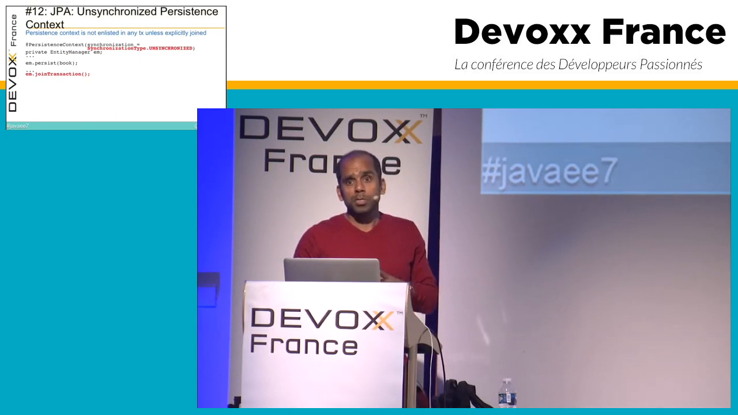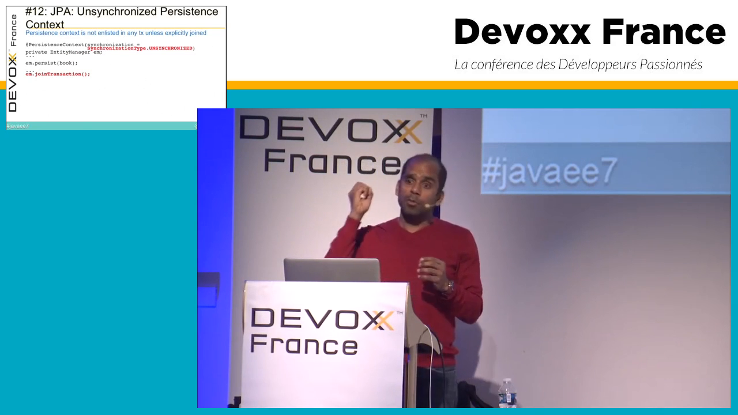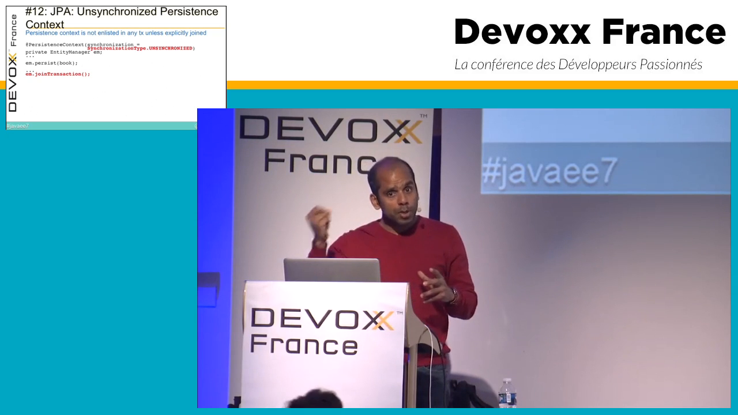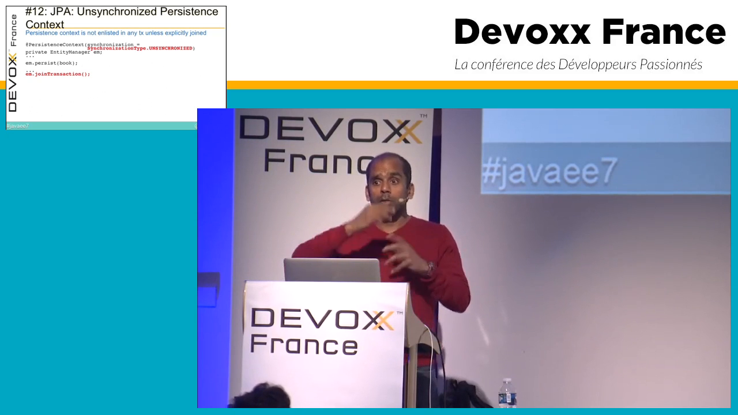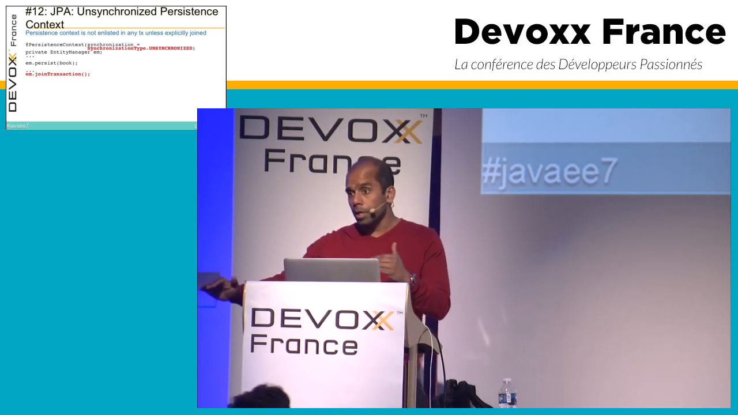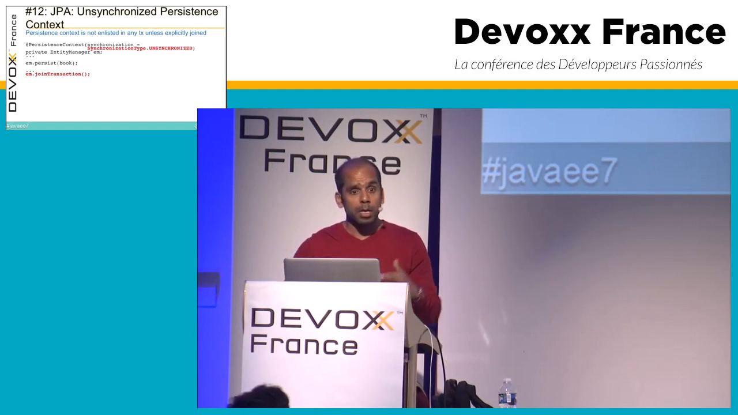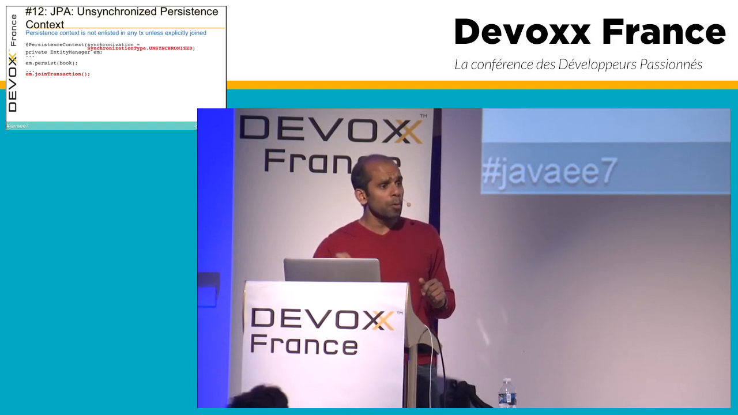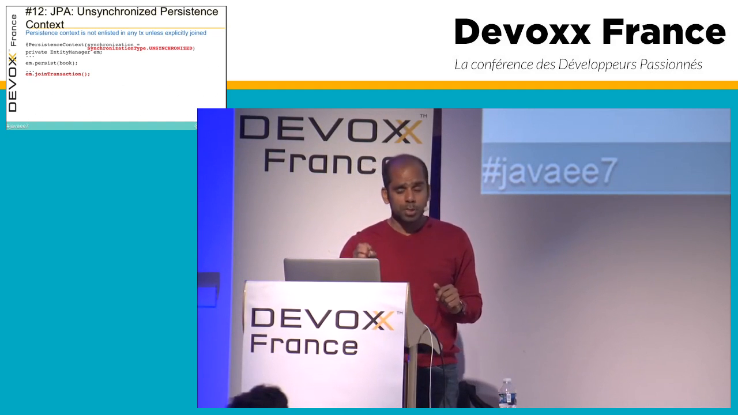JPA has a persistence context. So any time you write to the persistence context, it is part of a transaction. And whenever the transaction commits, it writes the state of the persistence context to the underlying data store, which could be RDBMS or some JCA connector. Now, with JPA 2.1, we're introducing what is called an unsynchronized persistence context.